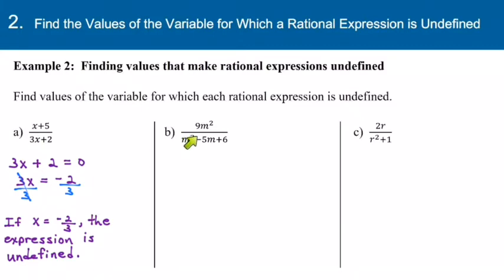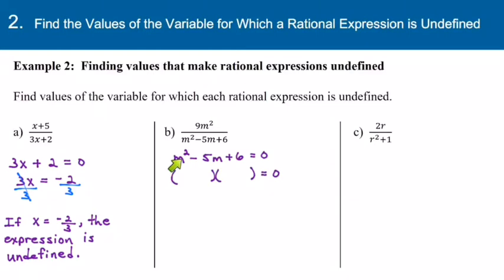For part B, remember it doesn't matter what causes the numerator to equal 0. It only matters what causes the denominator to equal 0. So here we have m squared minus 5m plus 6. We need to know what values of m would cause this denominator to equal 0. So we take that expression from the denominator and write equals 0 after it. Now this one happens to be quadratic. So we need to solve this by factoring. So we'll factor that left side, that trinomial, into two binomials.